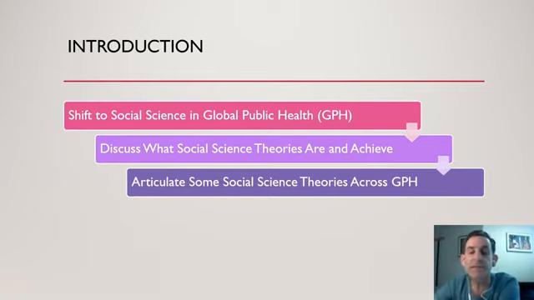I'm going to briefly talk about the shift to social science in global public health studies, then discuss what social science theories are and what they seek to achieve, and then articulate and briefly discuss some social science theories being used across global public health currently.